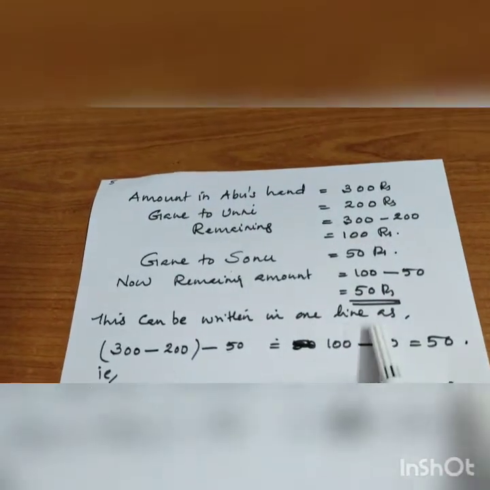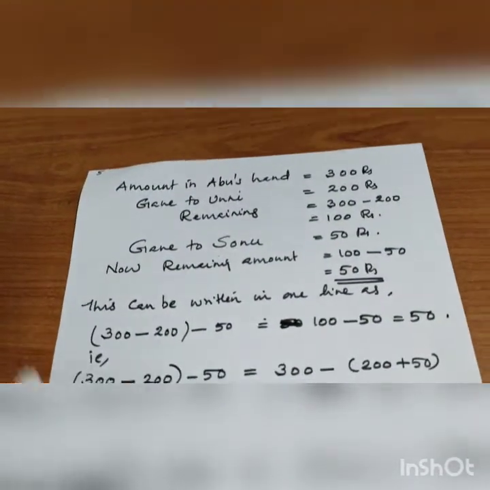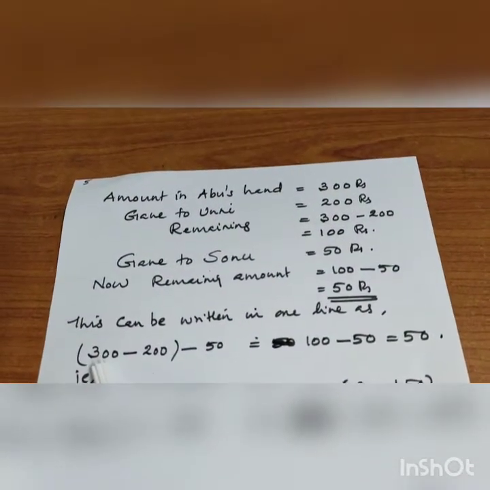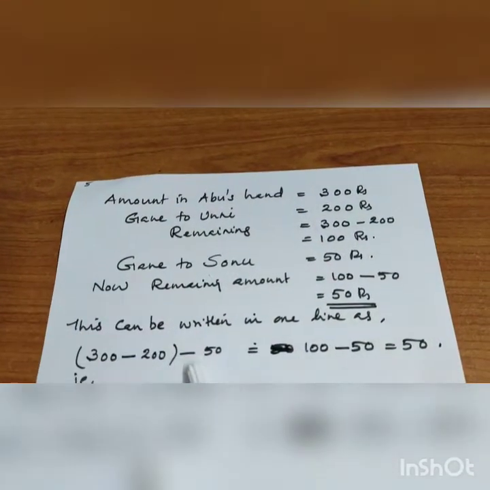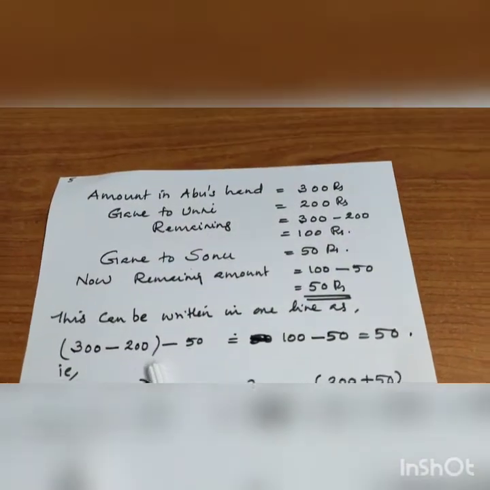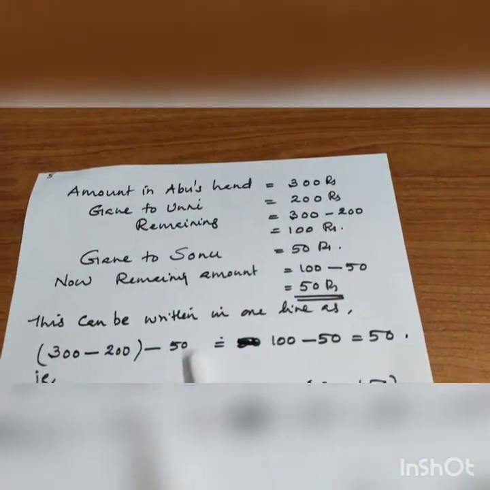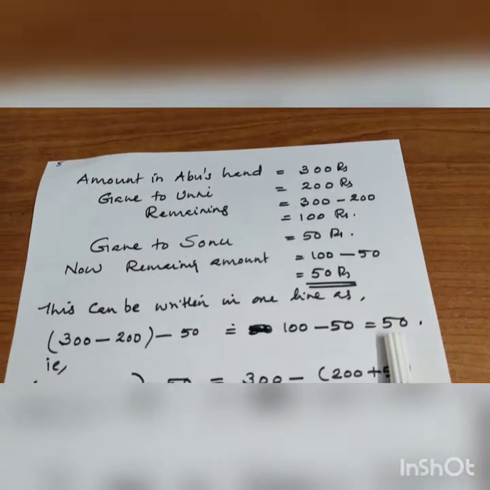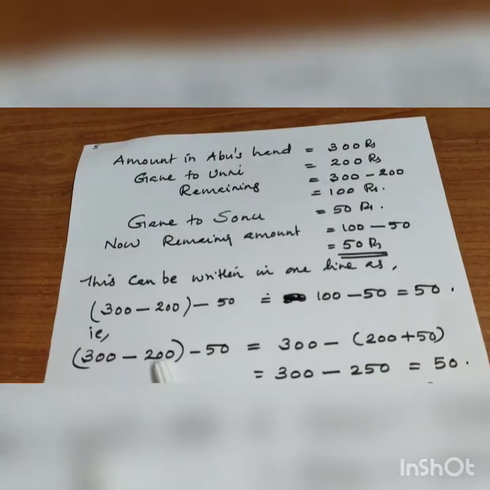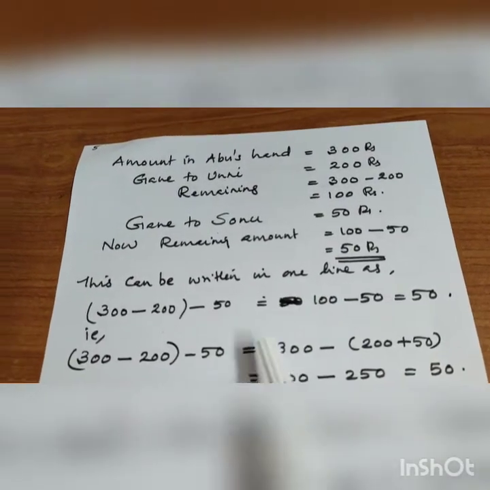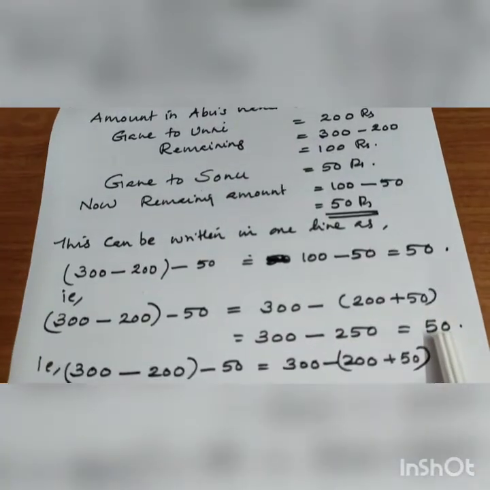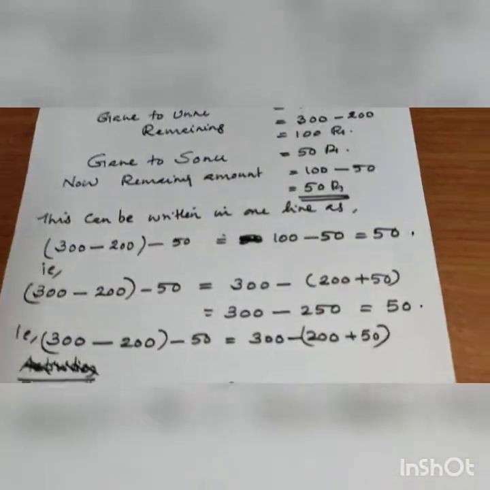This can be written in one line as, first he has 300 rupees in his hand. He gave 200 rupees. From that remaining, he gave 50 rupees. That is, finally in his hand there is only 50 rupees. That is, 300 minus 200 minus 50 is equal to 300 minus 200 plus 50. That is, 300 minus 250, it is 50.